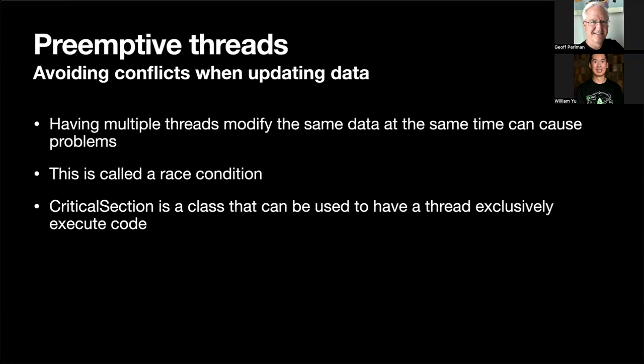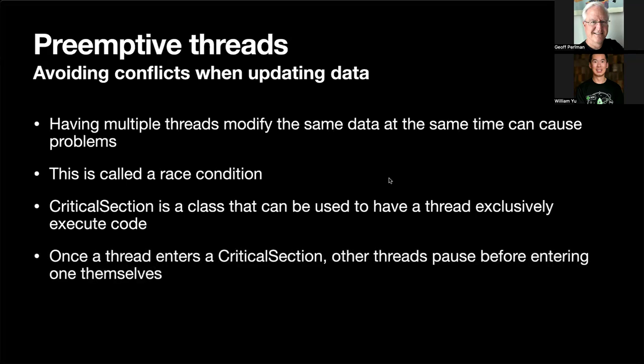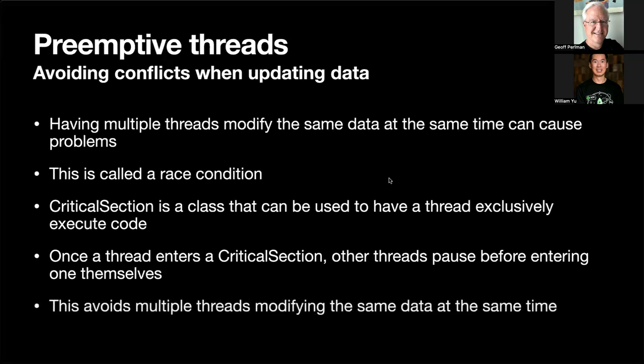And Xojo has something to solve this problem. It's called critical section. It's a class that can be used basically to give any particular thread the exclusivity to execute code for a moment. And I'm going to show you an example of that. Once a thread enters a critical section, all the other threads that want to execute their critical sections will pause. And again, we'll take a look at that in the example. So what critical section helps you do is avoid having multiple threads modifying the same data at the same time.